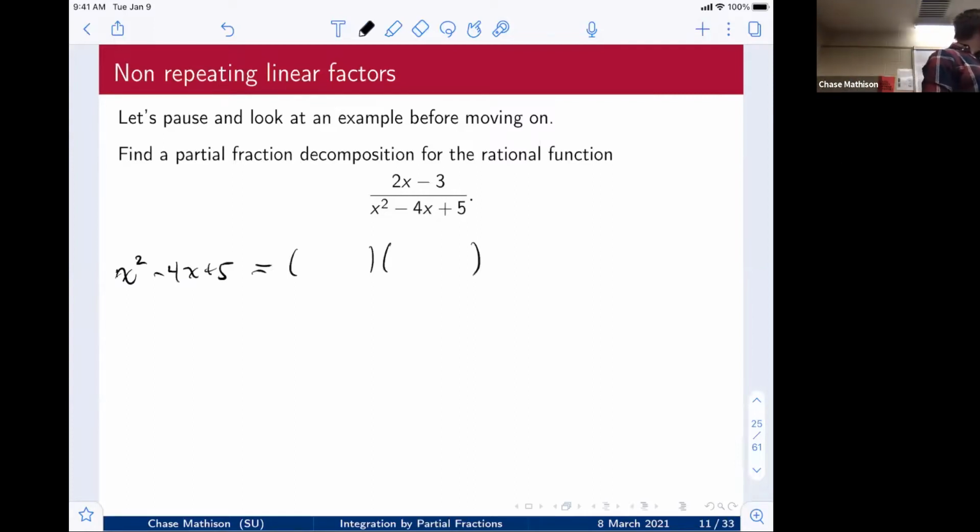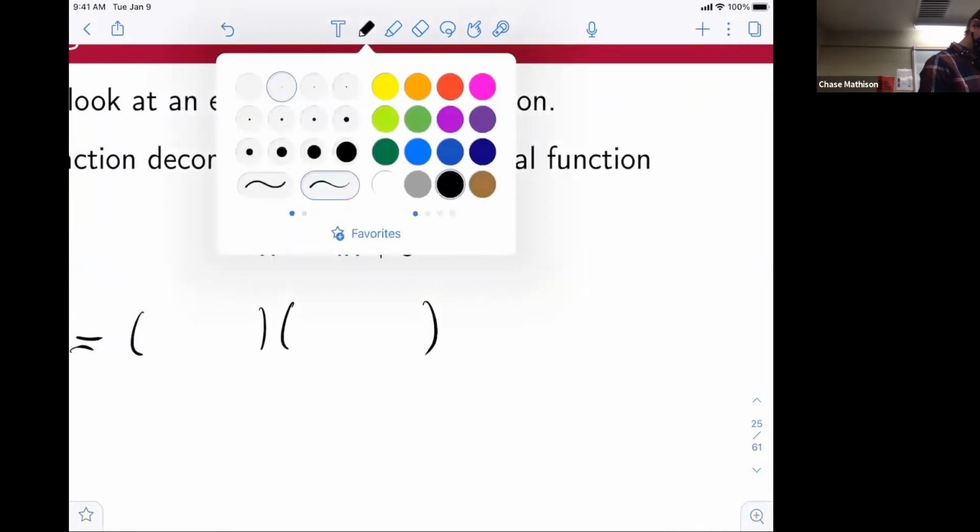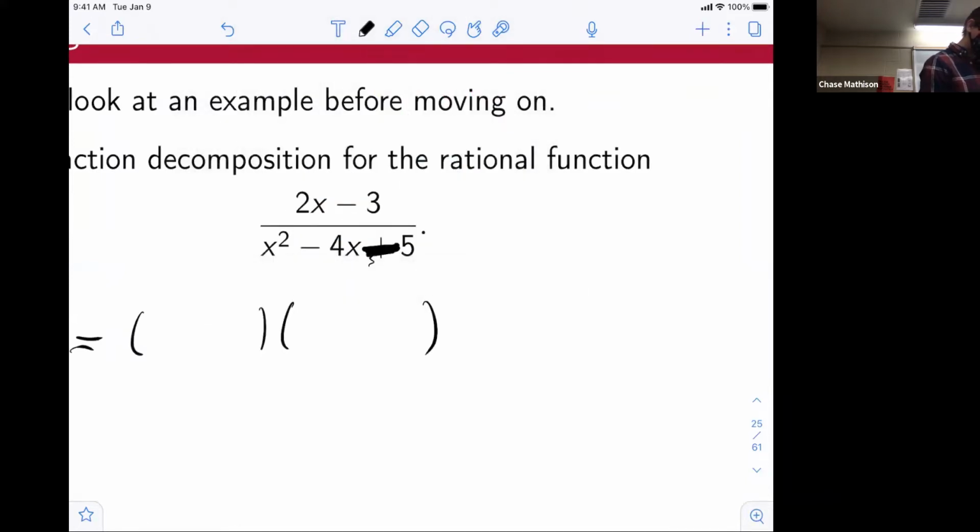Did I mess this up? I messed this up, didn't I? Hold on, sorry. This should be a minus 5, right? Yeah. All right, sorry, everybody. That should be a minus 5.